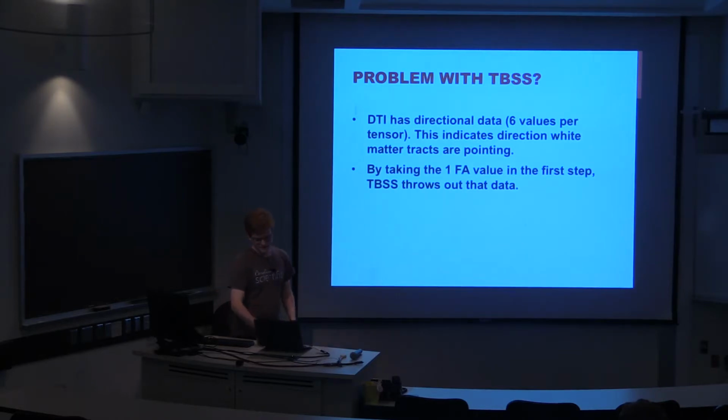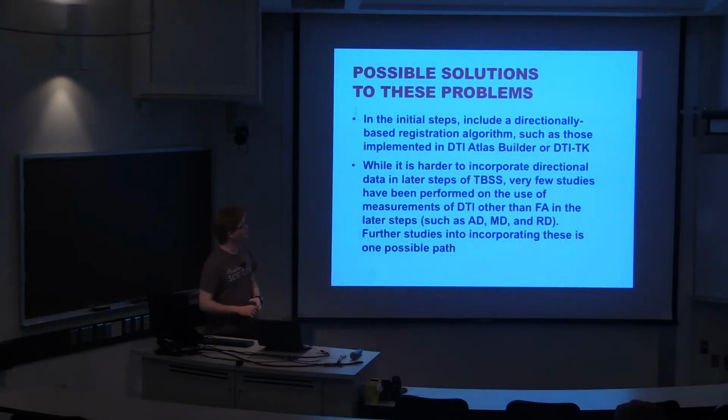So what I'm trying to do is find a way to use that data that is thrown out by TBSS at the very beginning. The way that I would do this is by finding out how to incorporate this data into each step. The first and probably one of the most obvious ways to do this is to incorporate that into the registration step.